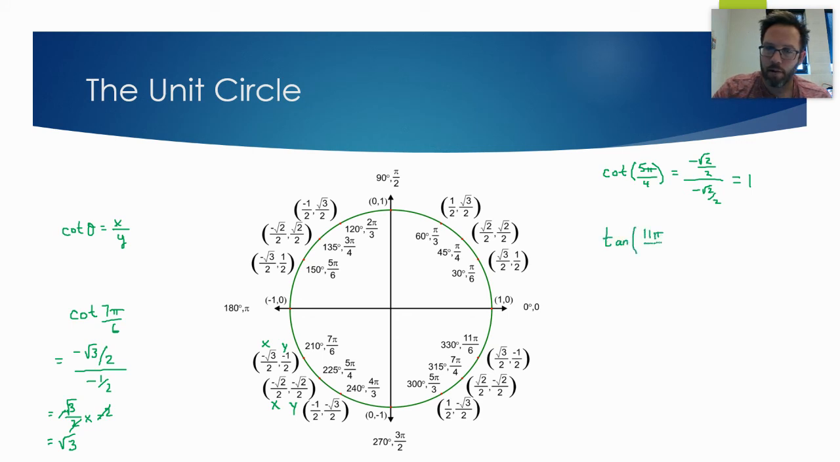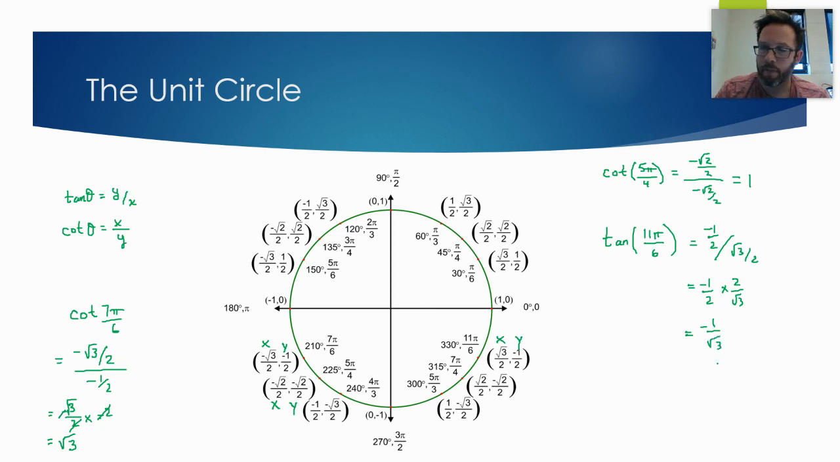11 pi by 6. So tangent is, in terms of the unit circle, y over x. And for this point, the y is negative 1 over 2 all over the x, which is root 3 over 2. That's like negative 1 over 2 times 2 over root 3. And we get negative 1 over root 3.